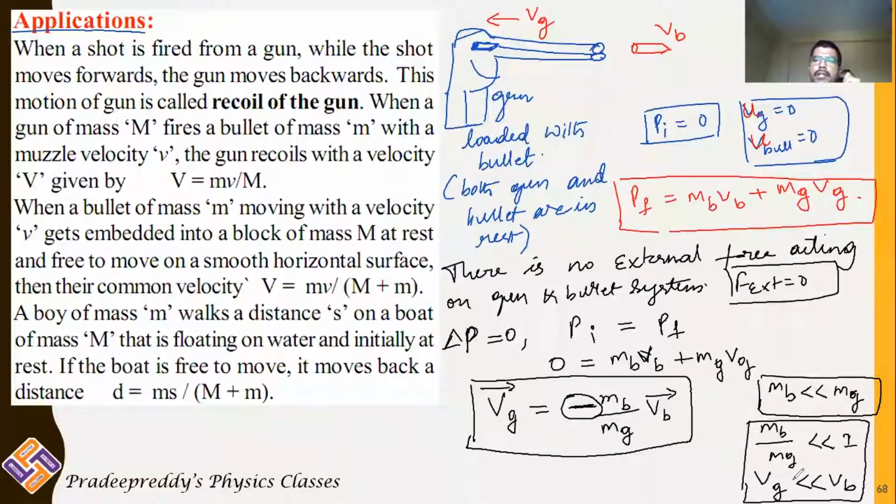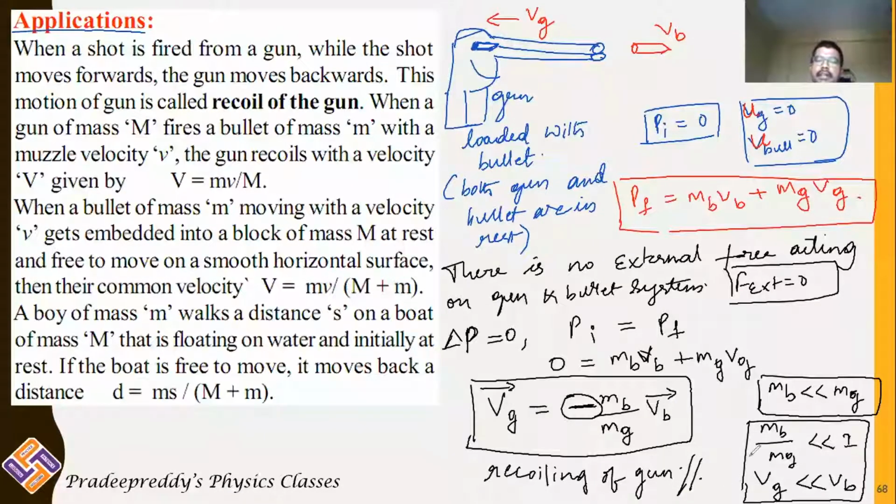For example, if bullet velocity is 100 meter per second, gun velocity will be opposite to the bullet, and its value will be very less. It may be 0.0001 meter per second. So this traveling of the gun in opposite direction to that of the bullet is simply called recoiling of the gun. It is simply known as recoiling of the gun.